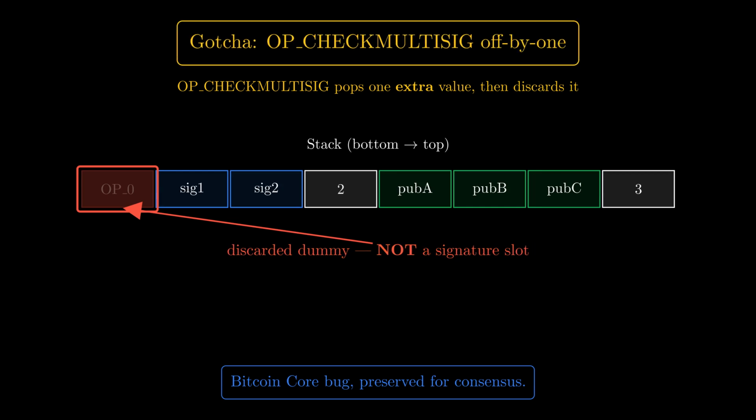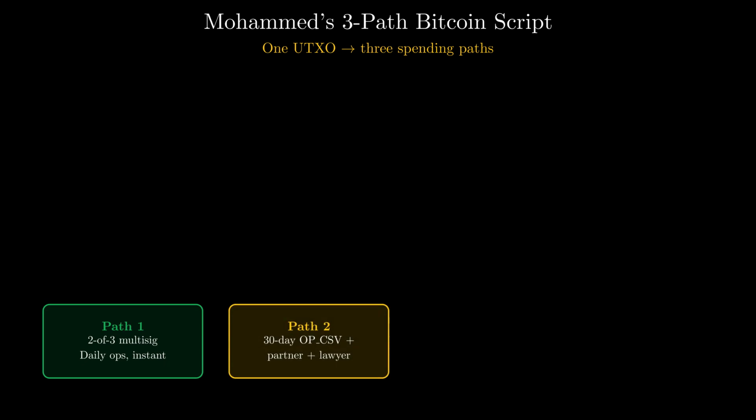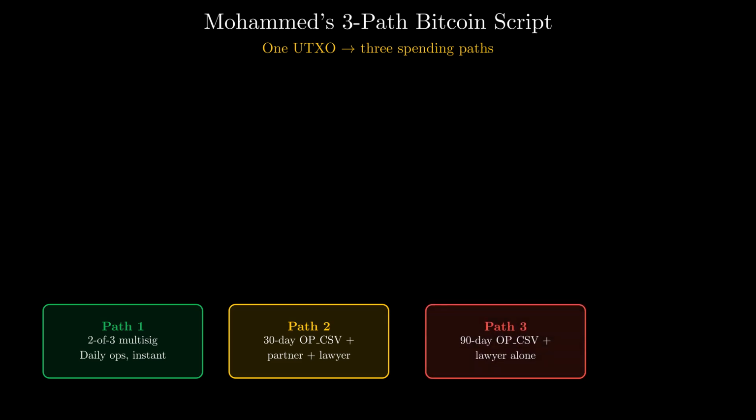Now let's combine everything, nested IFs, verify-style guards, and time locks, into a real contract. Mohammed runs a small company and wants 1 Bitcoin output with 3 spending paths. Path 1. Daily operations. Any 2 of 3 partners sign instantly. Path 2. Recovery if a partner is unreachable. After a 30-day relative time lock, 1 partner plus the company lawyer can spend. Path 3. Last resort. After 90 days, the lawyer alone can recover funds.